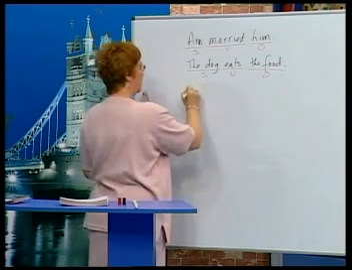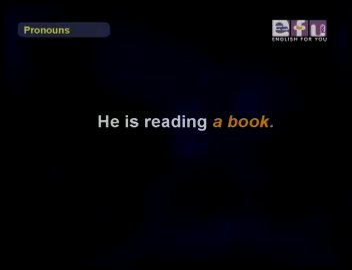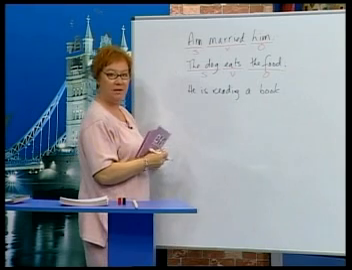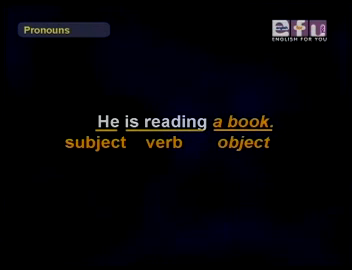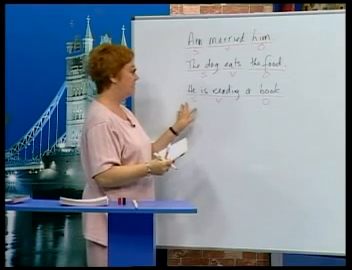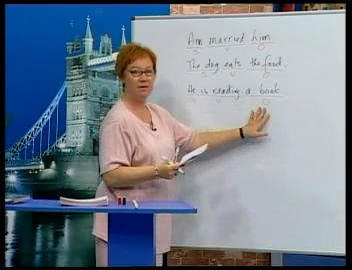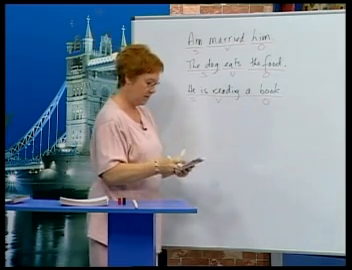And another one, he is reading a book. He is the subject. This is who we're talking about. Is reading. These two words are the verb, and a book is the object. Okay? He is reading a book. What is he reading? A book.